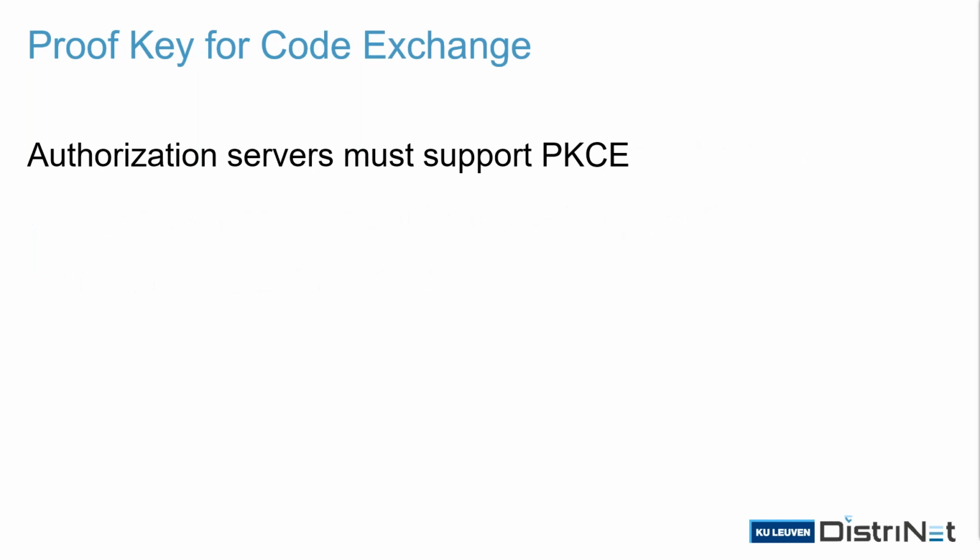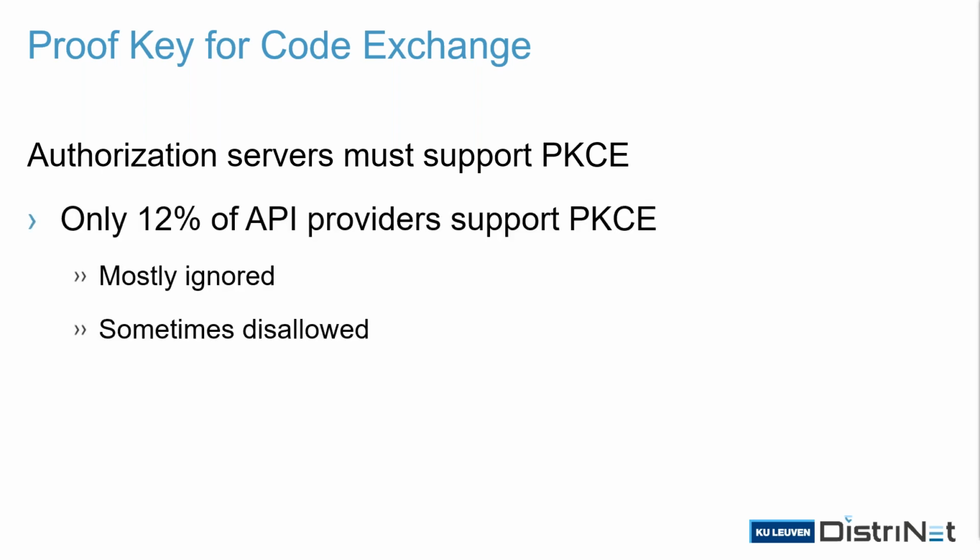So switching to PKCE, for example, well, we would expect to see widespread support for it because the extension has been standardized for 5 years now. And the best practices have actually made it mandatory for authorization servers to support it. Unfortunately, only 12% of the API providers currently support PKCE. Most of them simply ignore the additional parameters, but some of them even specifically disallow them. So you can do authorization requests with PKCE, but you can do them without PKCE.